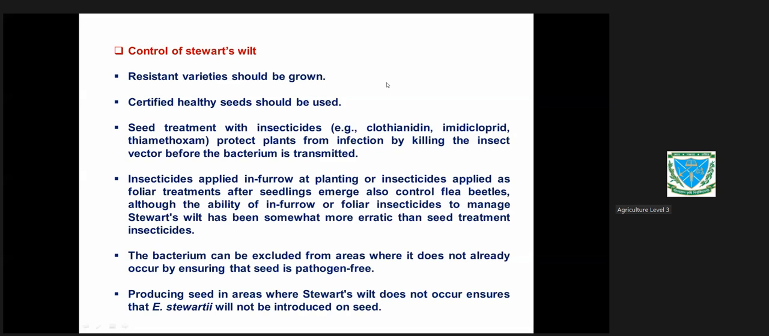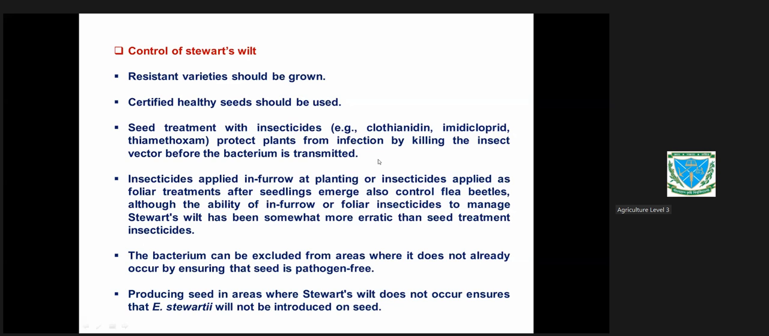So if we can summarize this slide, resistant variety should be used, certified seed should be used, healthy seed, I mean the bacterium free seed should be used, and seed should be produced in the Stewart's wilt free area. In addition, seed treatment with insecticides like imidacloprid, thiamethoxam, and clothianidin. These insecticides help to kill the bacteria.